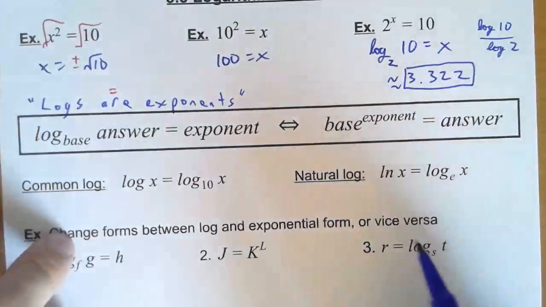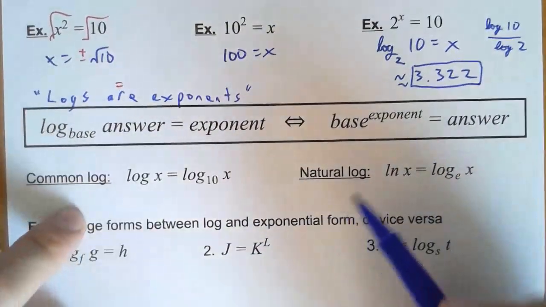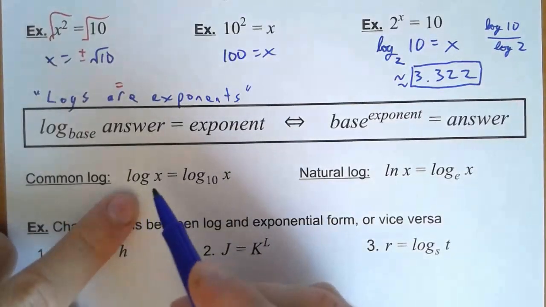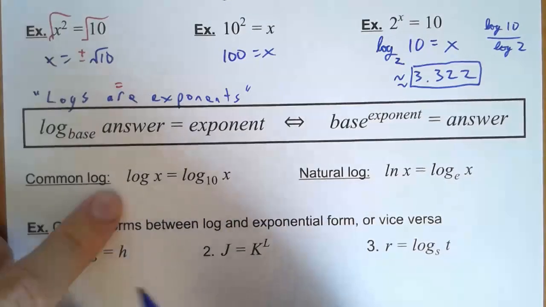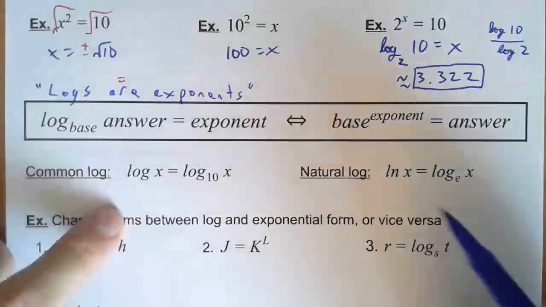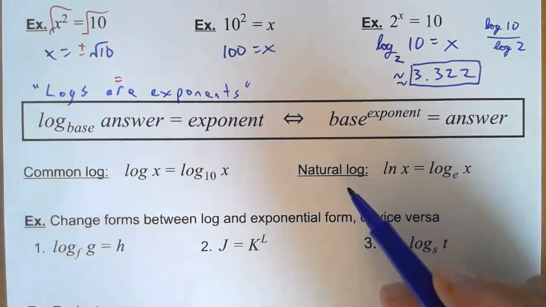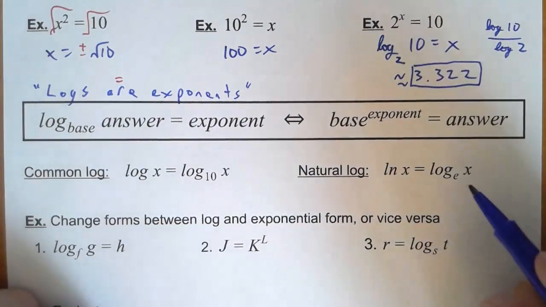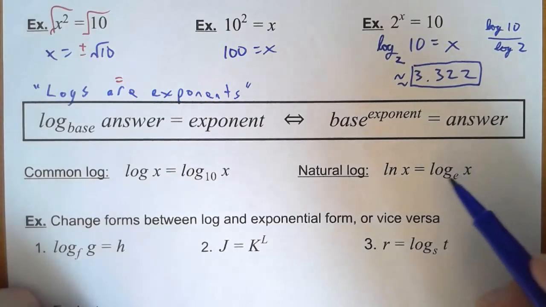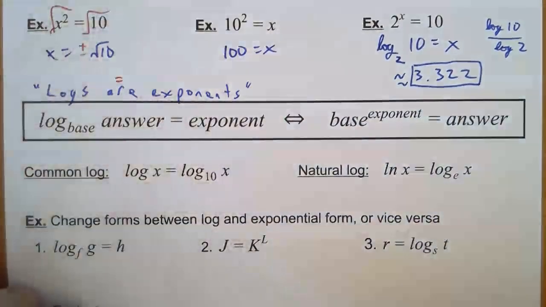Okay, there are a couple of special types of logs. Hopefully, remember sometimes there's a log where we don't write the base. It's called a common logarithm. If we don't write the base, it's base 10. So those are pretty common. There's also a natural logarithm: log base e, that number about 2.7. If we have a log base e, it's called a natural log.